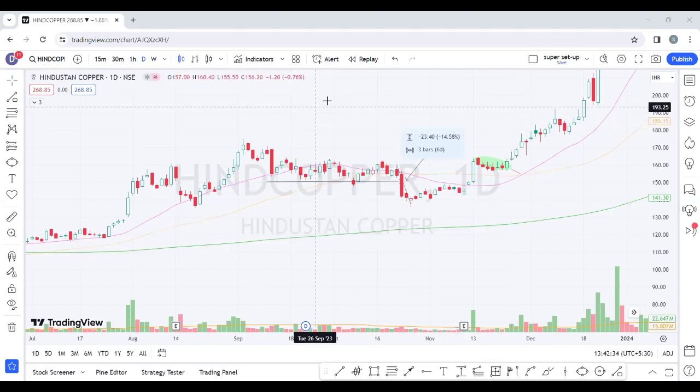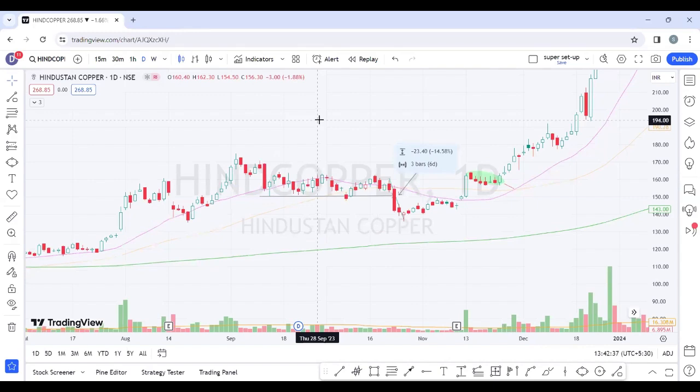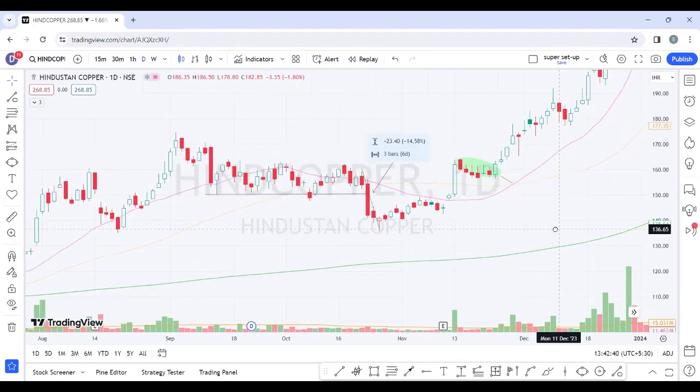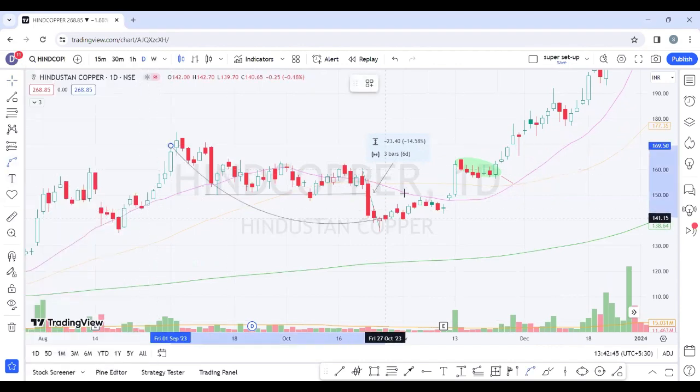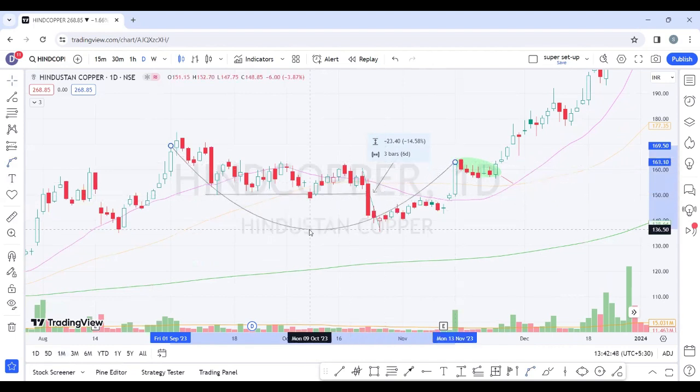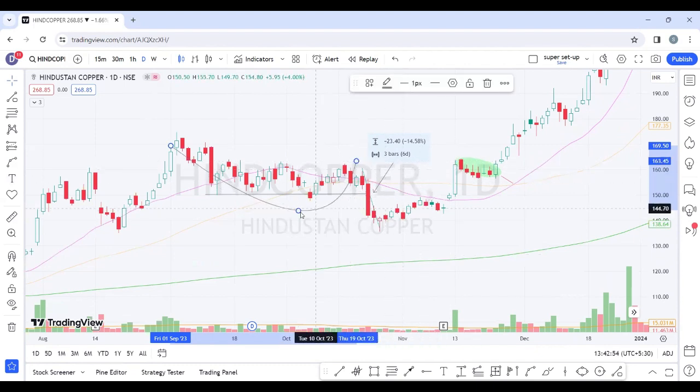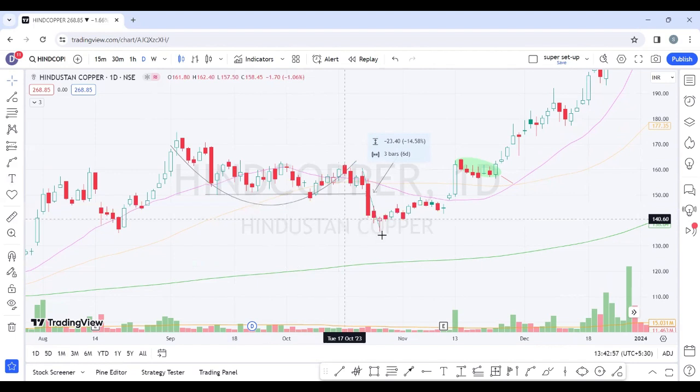This is a chart of Hindustan Copper, and in this chart, you can see that this was a major base. This is a good base, but in this kind of a move where the stock is almost 15% down in 4 days, violating all the previous pivots on the downside, this move actually shakes out many weak hands out of the market.